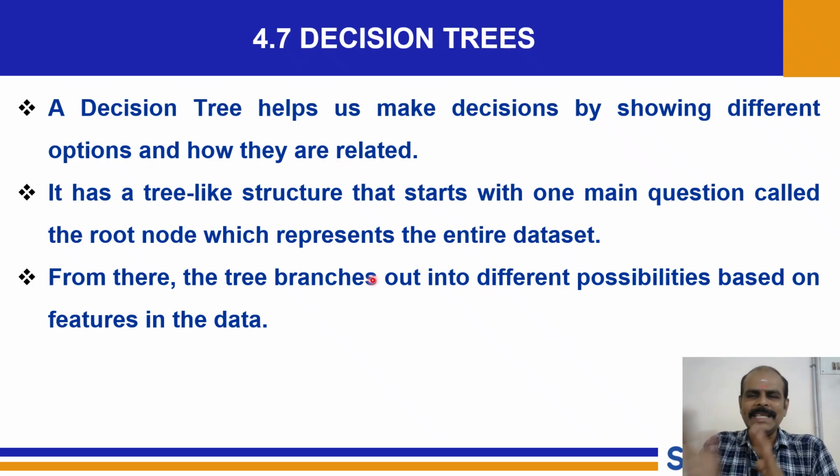So the main stem, or the trunk of the tree, is called the root node as far as the decision tree is concerned. That is going to be the entire main data set. From there, the tree branches out with different possibilities based on features in the data. So based on the nature of the problem and the data we have, it is going to branch out.